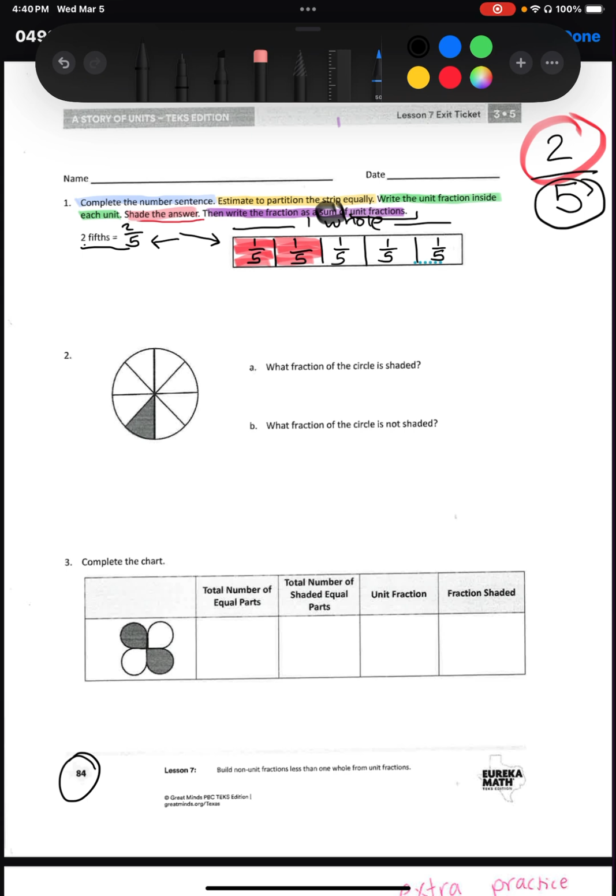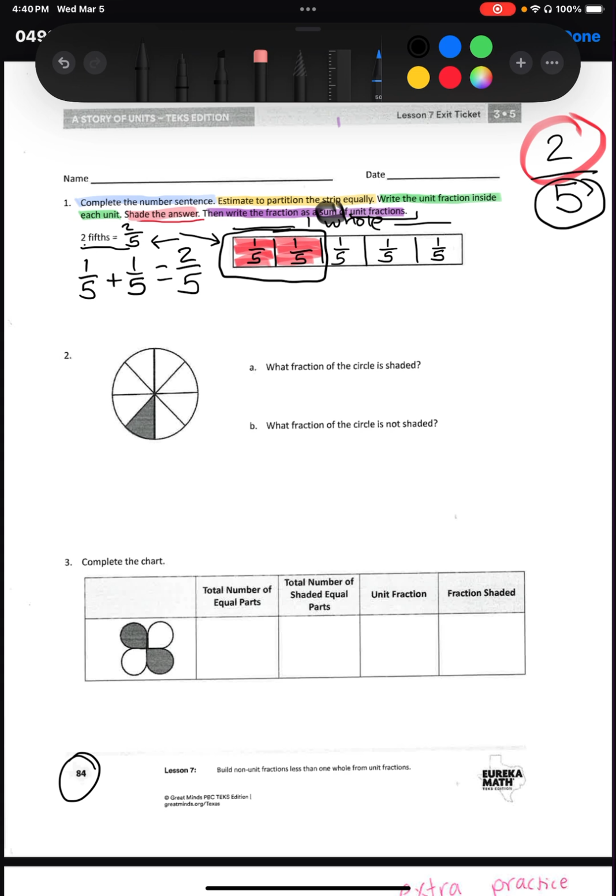So to create an addition sentence, and that's what we're doing here, we are going to have 1/5 plus 1/5. Those are my 2 unit fractions, is equivalent to 2/5. All we did was take these 2 parts and write them into an addition sentence. Problem 2.